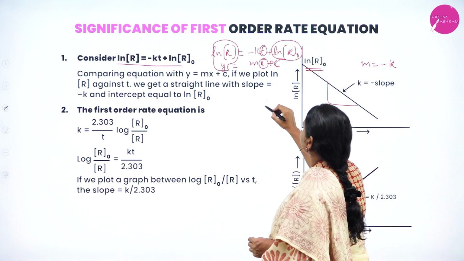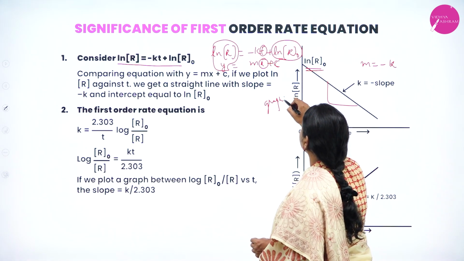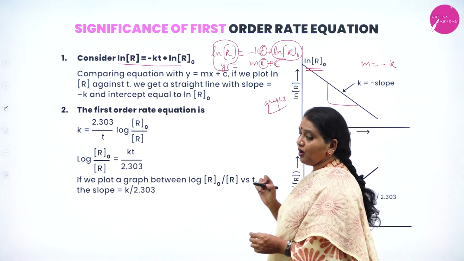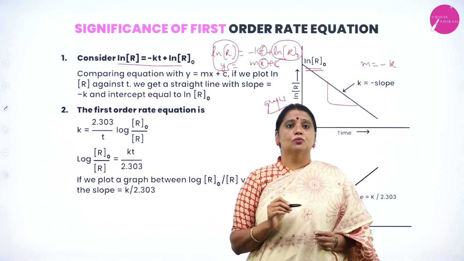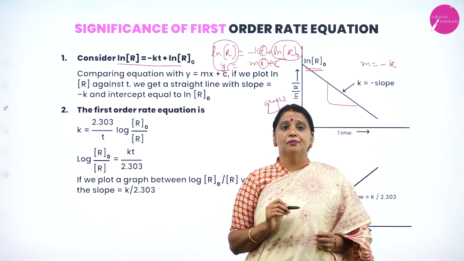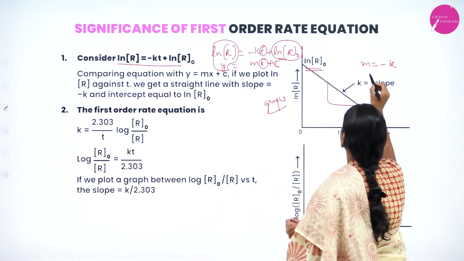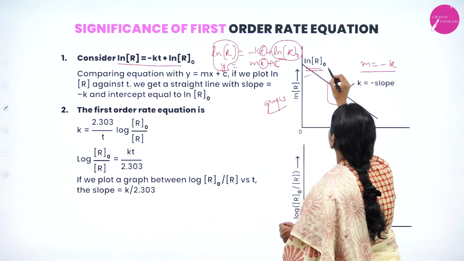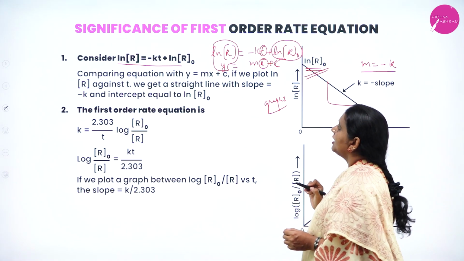Therefore, the first graph for first order reaction is: plot a graph of log natural molar concentration of R versus time. We get a straight line with slope minus k as well as y-intercept log natural R0.